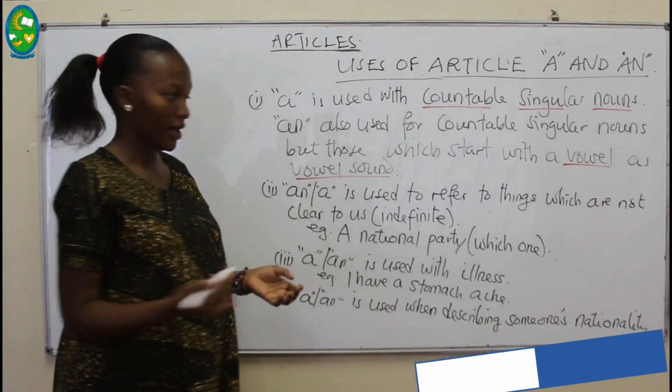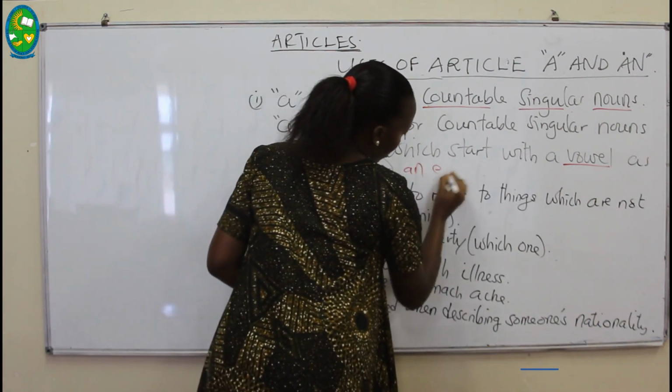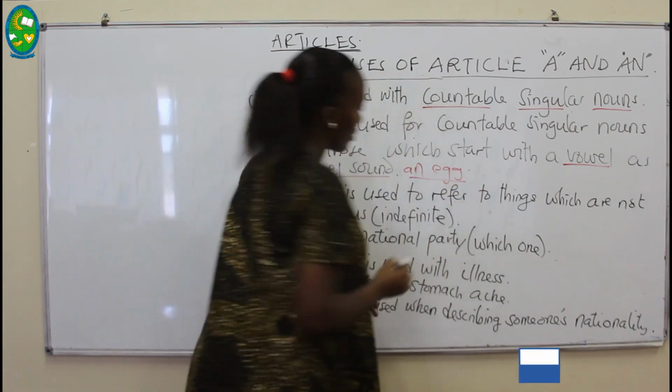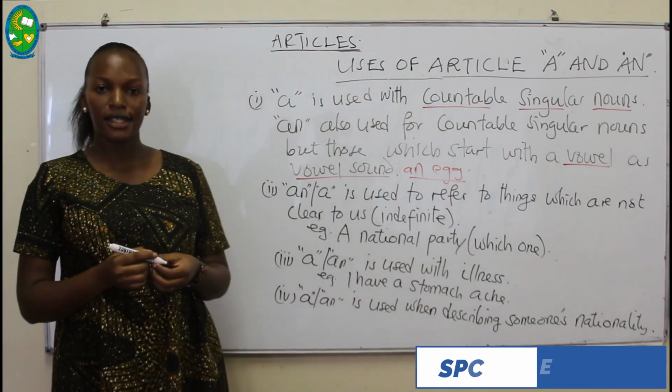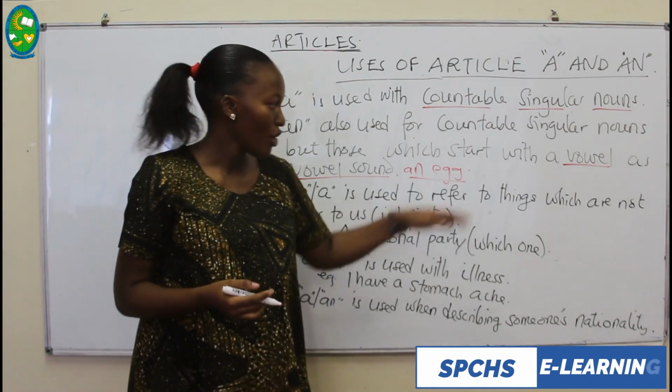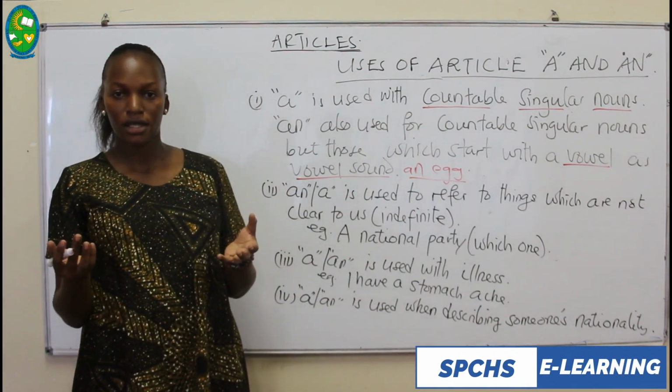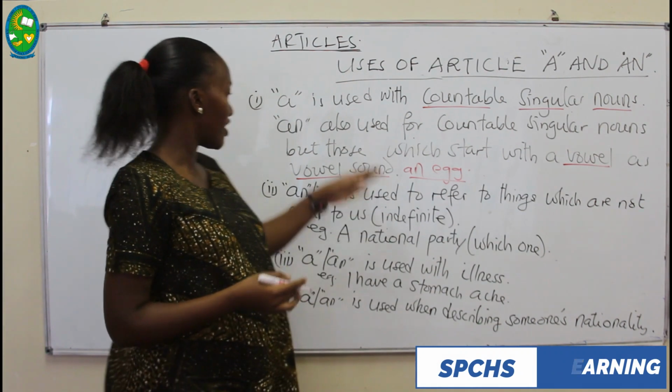For instance, an egg. So you cannot say a egg, that's wrong. We say an egg. Or you cannot say an book, it's a book. So that's the first use.